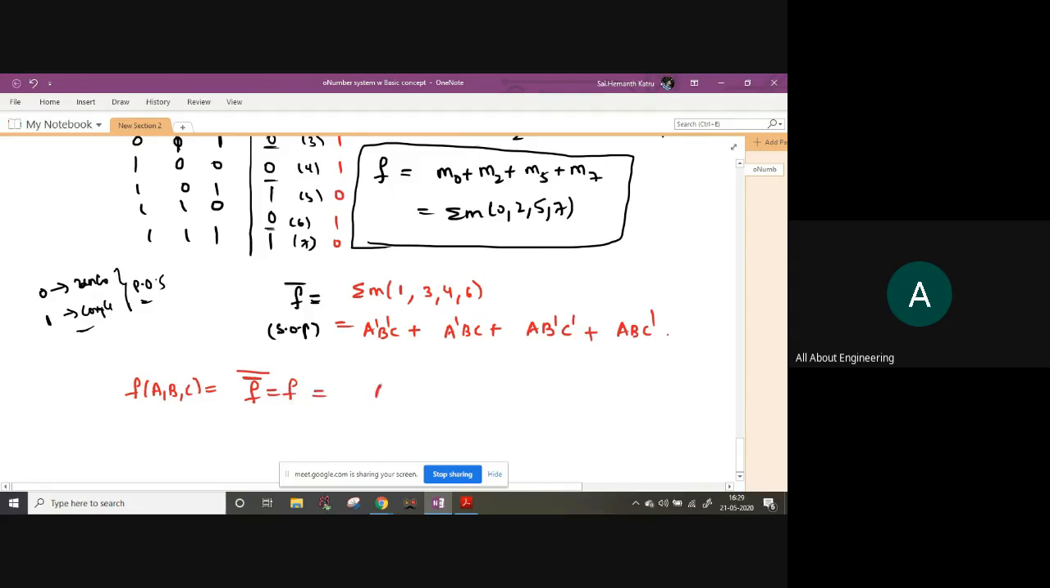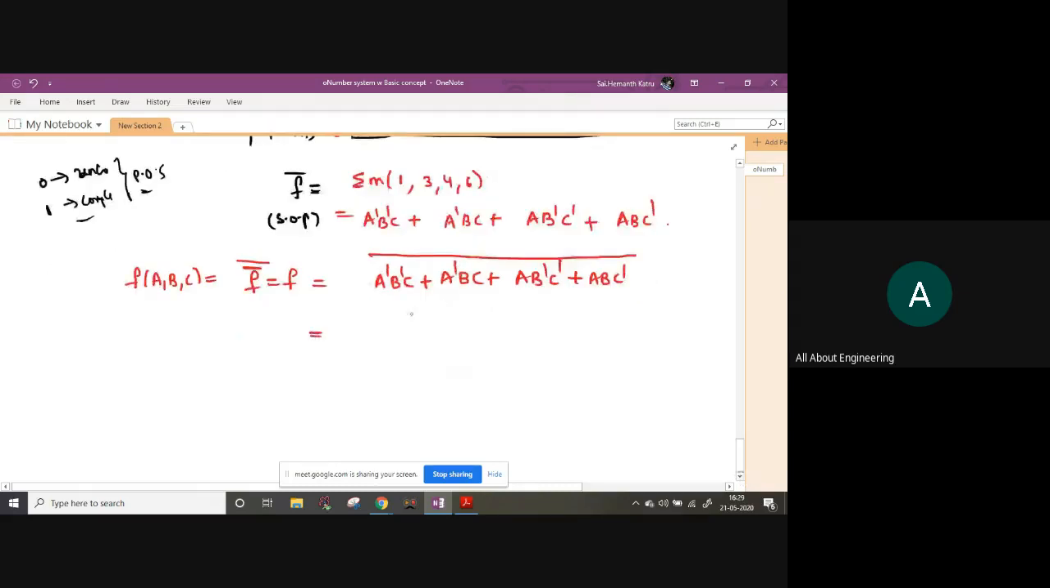So now I'm going to find the complement of this function. You guys are following, right? Okay, let me assume that you guys are following. Now, by using Boolean rules, how can you write this? A bar B bar C whole bar dot A bar B C whole bar dot A B bar C bar whole bar dot A B C bar whole bar. So this is the way you will write this, right?